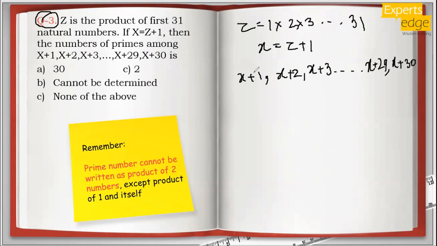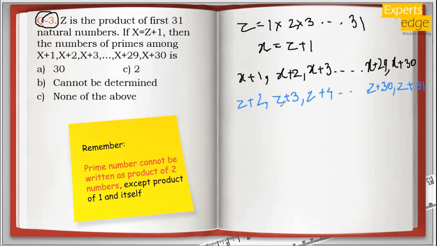So if I convert it into Z, X is Z plus 1. So I know this can be written as Z plus 2. This can be written as Z plus 3. This can be written as Z plus 4. Dot dot dot. This can be written as Z plus 30. And the last can be written as Z plus 31.